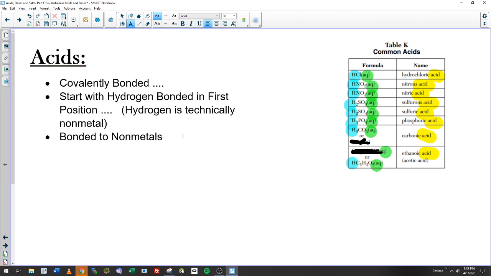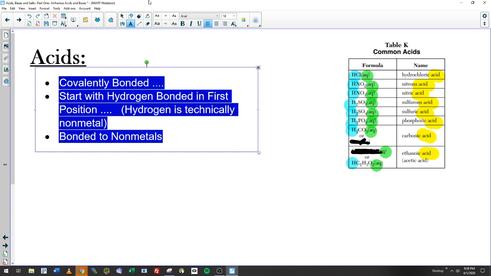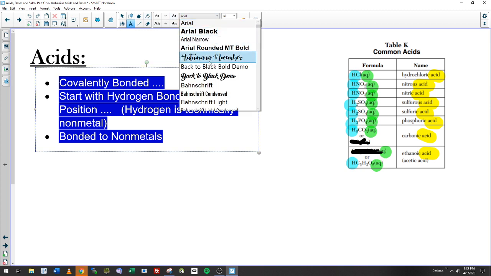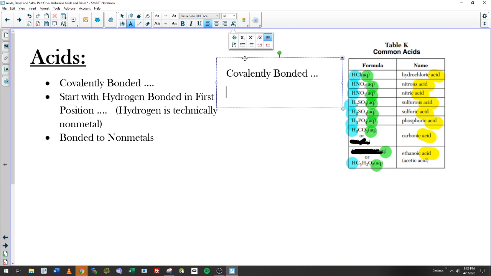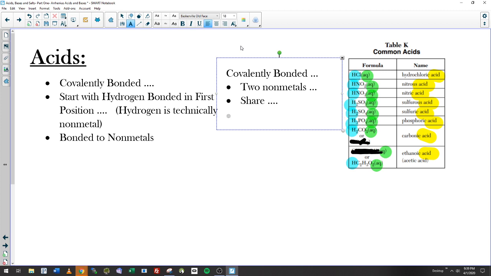So let's take a minute really quick. We should probably review things that are covalently bonded. I'm going to go over here to do that. Things that are covalently bonded. Let's go bulleted list. Covalently bonded: two nonmetals. And when two nonmetals get together, they share. And in a picture, if I want to draw sharing, I need lines.